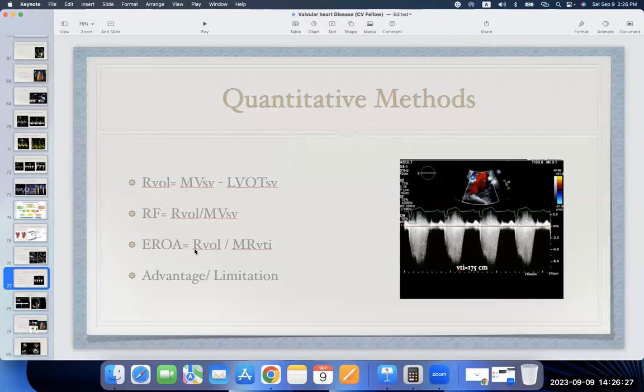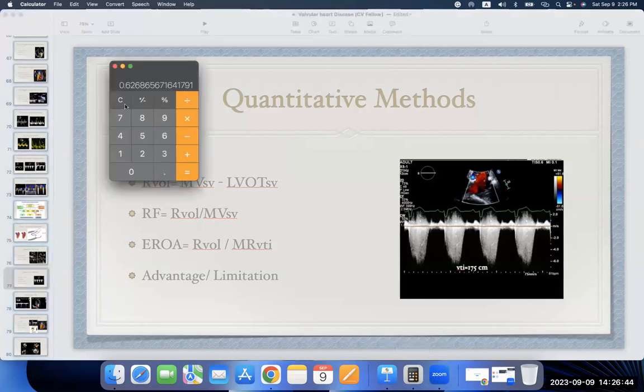So the way we do it, we divide the regurgitation volume by the MR VTI. So we trace the MR VTI. For example, here we got 175. So what I'm gonna do, I will basically divide 84 by 175, and then I will get 0.48. So 0.48, this is centimeter square, the effective regurgitation orifice area. If I want to give it in millimeters, I will say 48 millimeter square.